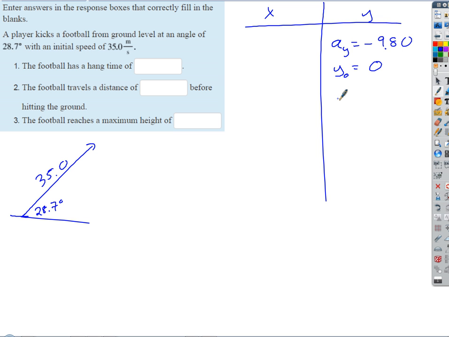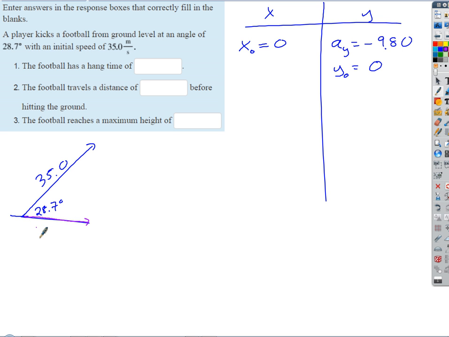What about horizontally? We know the initial position is 0 horizontally, and we have an initial speed of 35. But 35 is mixed between horizontal and vertical, because that's at an angle. So what do we probably need to do to that initial velocity vector? Split it into X and Y components.